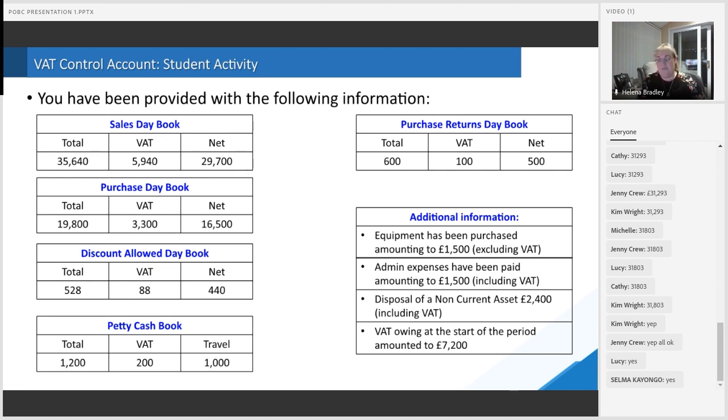And then I've got my additional information. This is where you need to be careful of the wording of the questions. Equipment has been purchased and it amounts to £1,500, and it says that excludes VAT. So I clearly need to work out what the VAT is on that transaction, guys. It's £300, at 20%. Admin expenses have been paid, and I can reclaim the VAT on that admin expense. It's £1,500, but it includes VAT. So I'm not adding it on this time, I'm stripping it out.